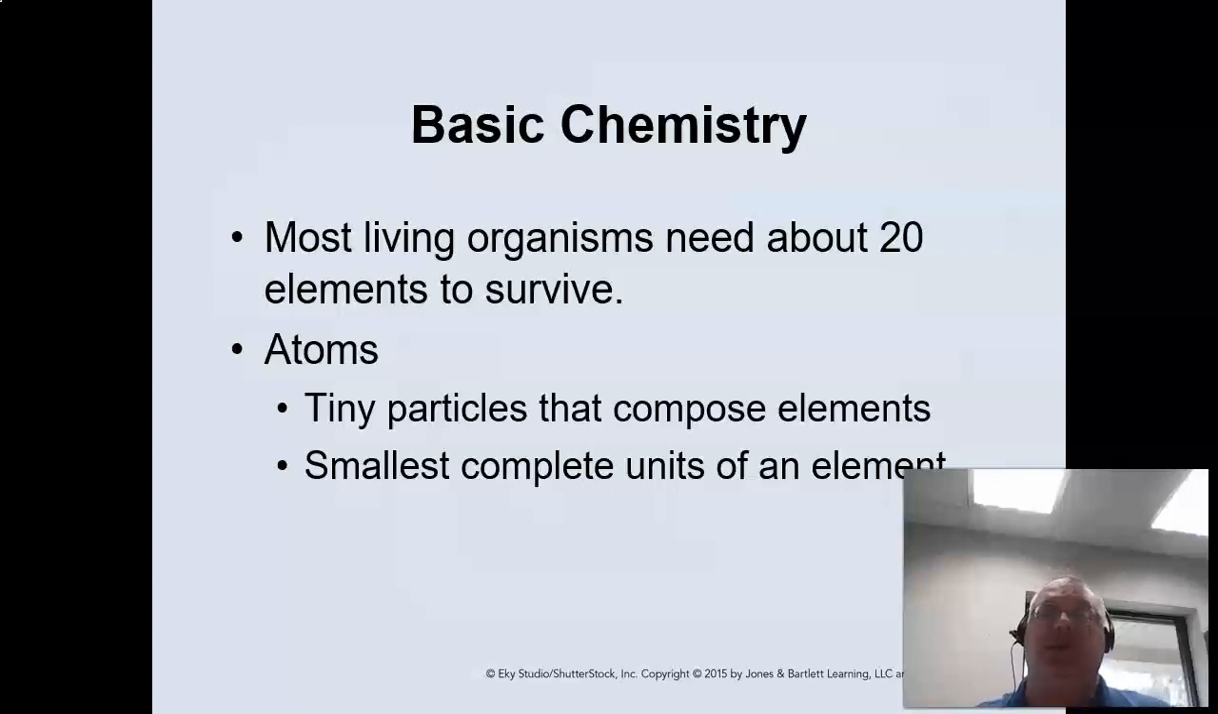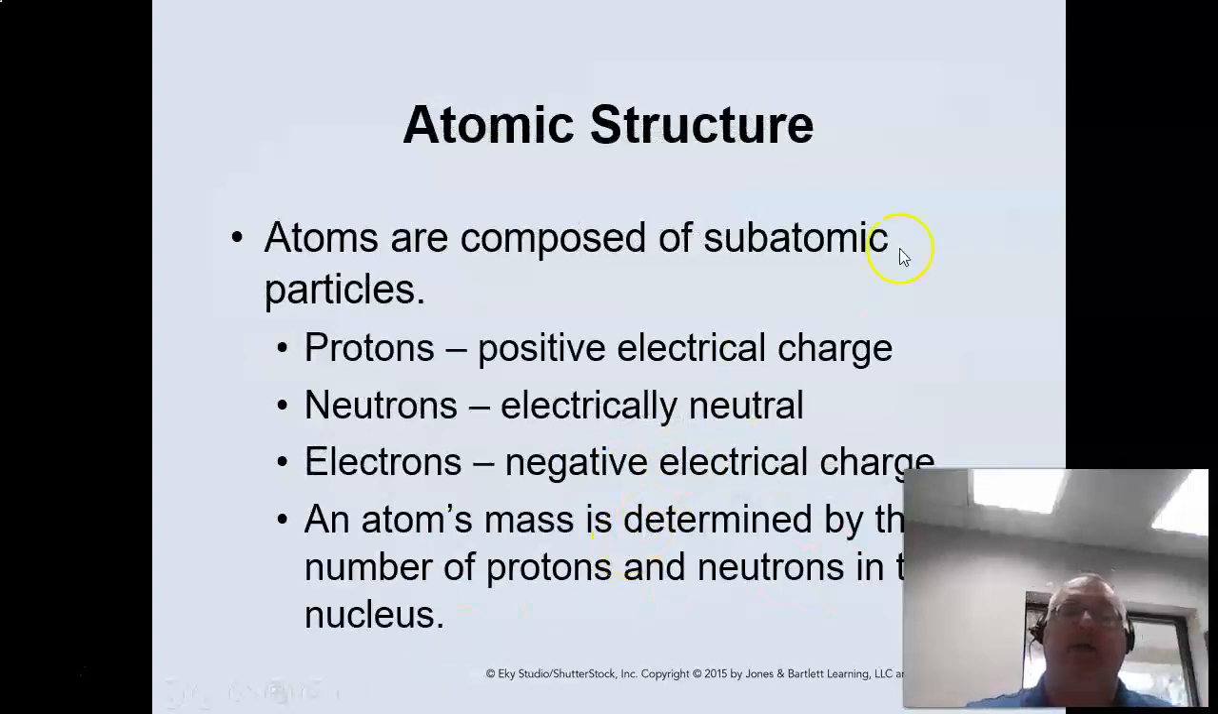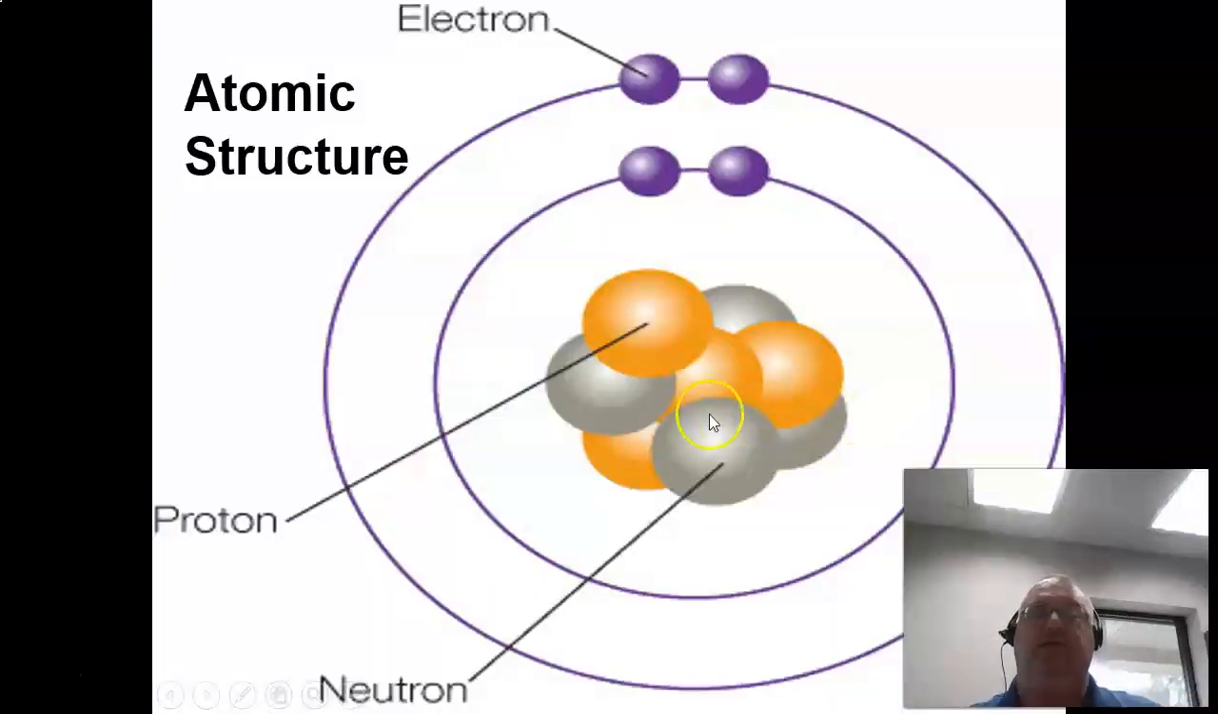Most living organisms need about 20 elements to survive. Atoms are the tiniest particles, and the tiny particles within them are protons, neutrons, and electrons. That is the smallest component of an element. Atoms are composed of the subatomic particles we just talked about. And the atom's mass is determined by the number of protons and neutrons in the nucleus.